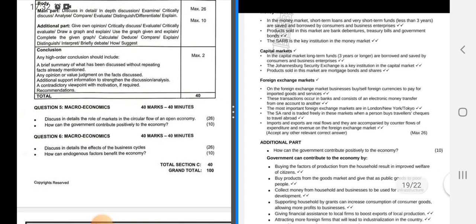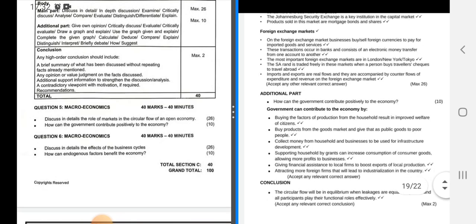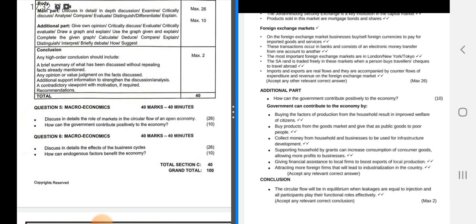The maximum mark is 26. So just imagine, are you going to name 4 or 5 markets and then explain them, giving 4 examples of each or points of explanation? And then for the additional part, for 10 marks, it said, how can the government contribute positively towards the economy? How can they? What do you think the government can do?